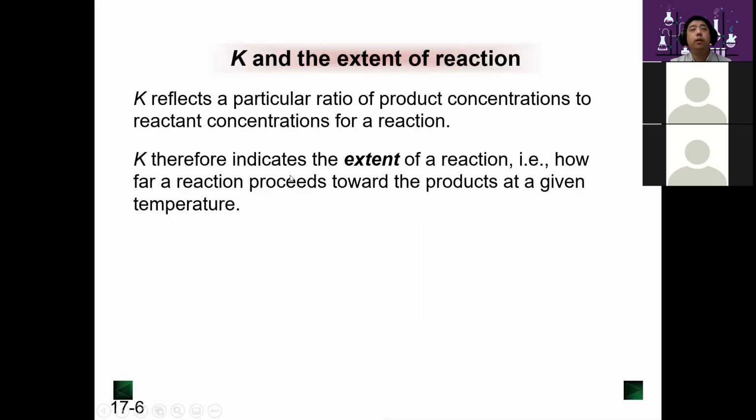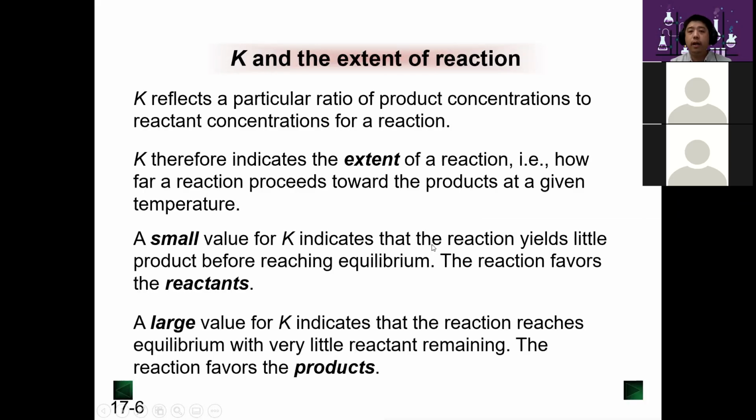All right. So let's go ahead and continue here. Looking at the value of K itself, capital K. The larger the value of K, the more it leans towards the product side. So remember, the value of K is a constant. So once you reach it, you can't really change that value. It is set where it is.